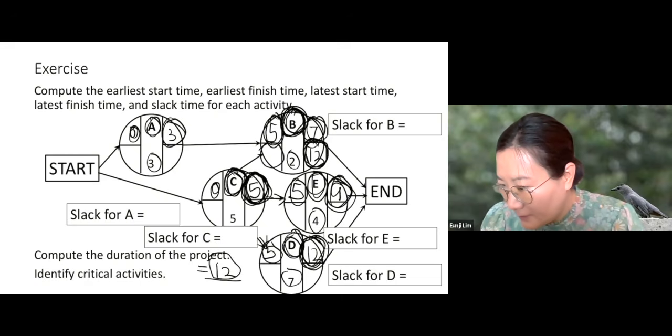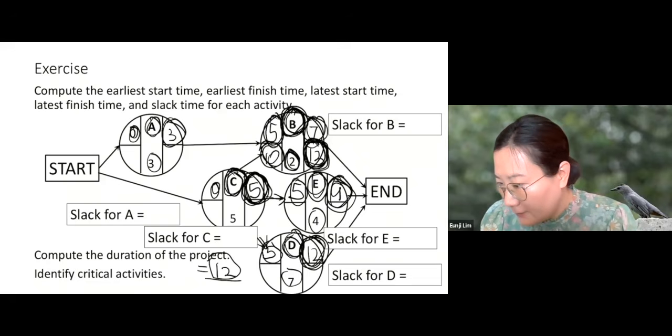Now, what is the latest start time of B? Since we need to finish B by 12 and the duration is 2, the latest start time is 12 minus 2, which is 10. Now let's go to another last activity, which is E. When is the latest finish time of E? Again, let's look at the duration of the project, 12. And since E is the last activity, we can delay it by 12 without delaying the whole project, right? 12, what's the latest start time of E? 12 minus 4, which is 8.